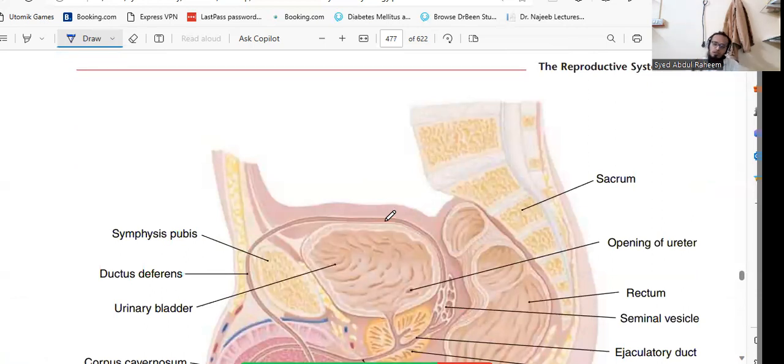We need three or four hormones: FSH, LH, testosterone. To inhibit the release of FSH, we need the inhibin hormone. If inhibin is high, FSH is low. If FSH is high, inhibin is low. So this is all about the male reproductive organs.